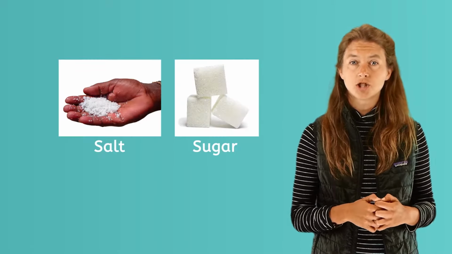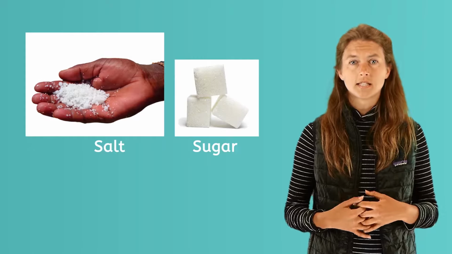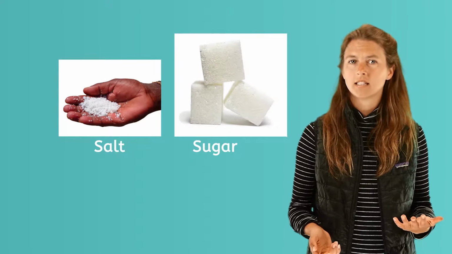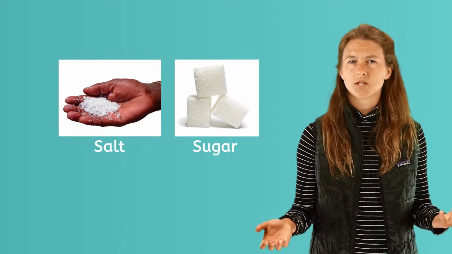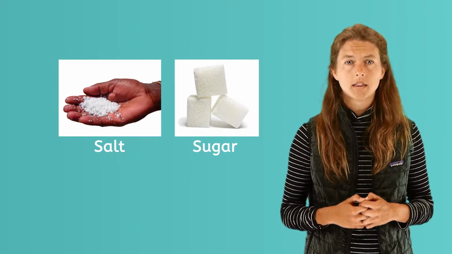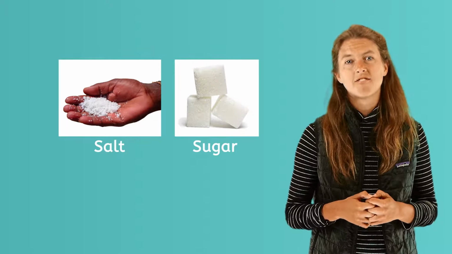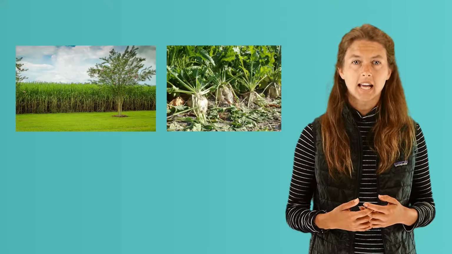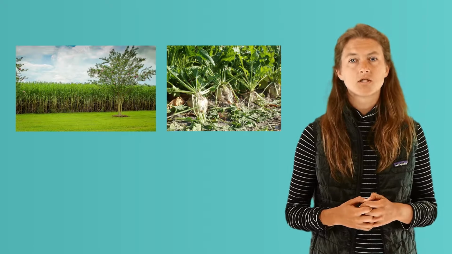For instance, how would you classify salt and sugar? Salt is considered to be a mineral, as we saw earlier, but sugar is not. How can that be when they are so similar? Remember that in order to be a mineral, the substance cannot be made from a living organism. Since sugar is made from plants, sugar canes and sugar beets, it is not a mineral even if it has crystals.